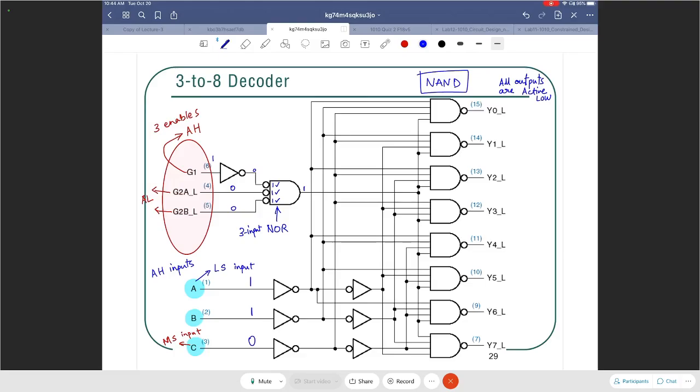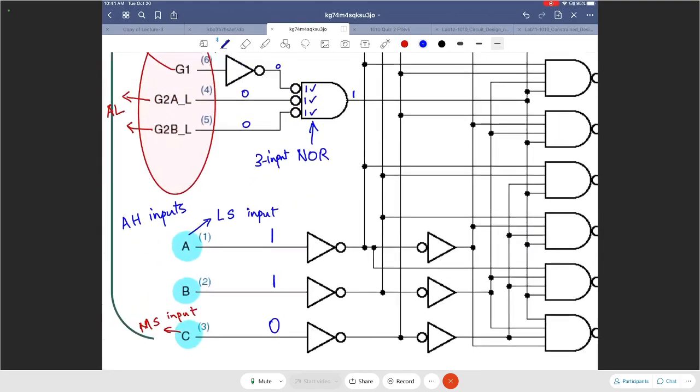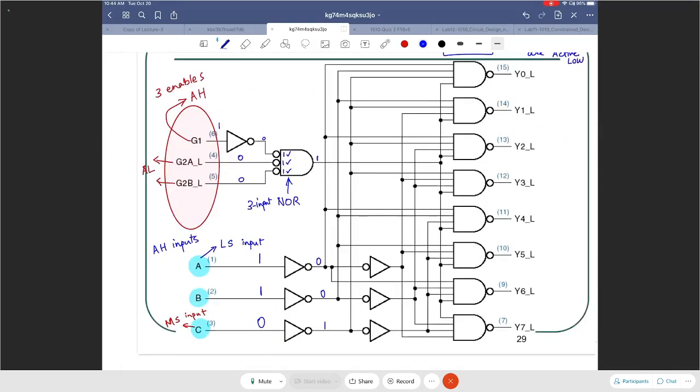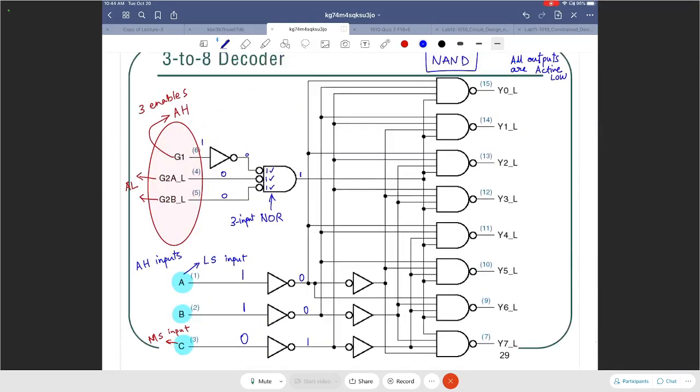So let's do this from scratch. 1 becomes a 0 there, 1 becomes a 0 there, 0 becomes a 1 there, right? And then where is this connected to? That 0 and that 0 and that 1. Where is that connected to? Now, if you look at all the other inputs, so let's see.